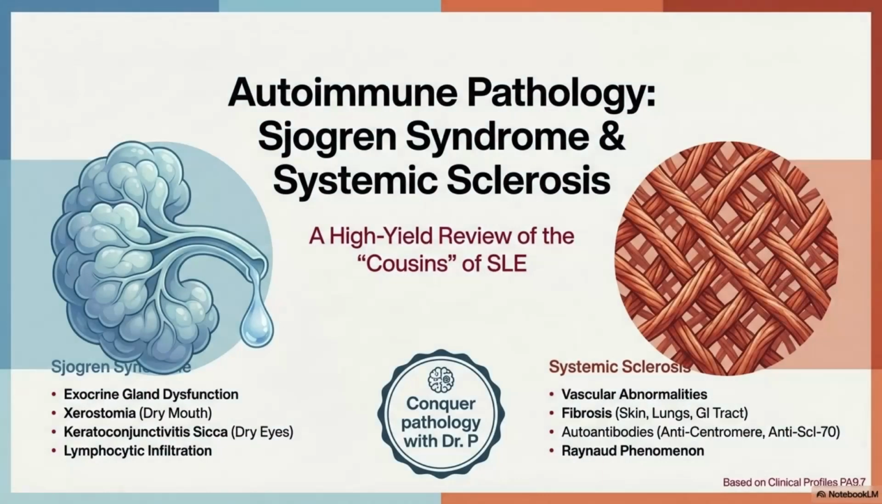So we have conquered lupus, the prototype. Now we need to talk about the family. Now we are profiling the autoimmune cousins of SLE. We are looking at two distinct pathologies, Sjogren syndrome and systemic sclerosis. From dry eyes to hardened skin, let's break down the mechanics of PA 9.7.